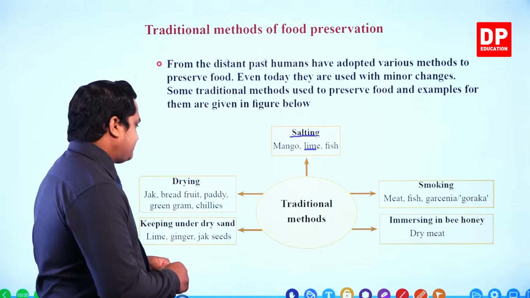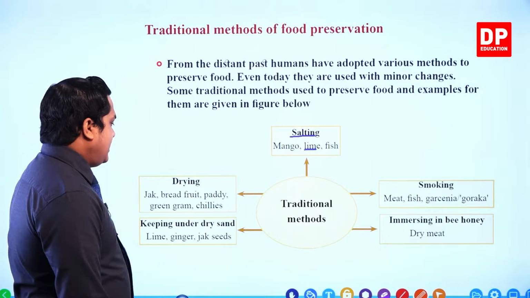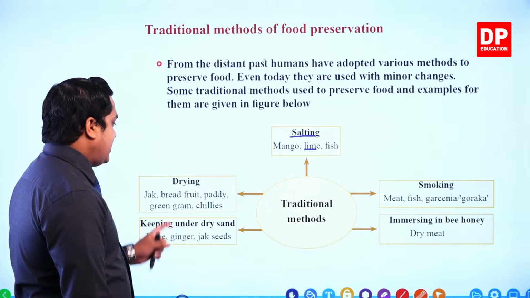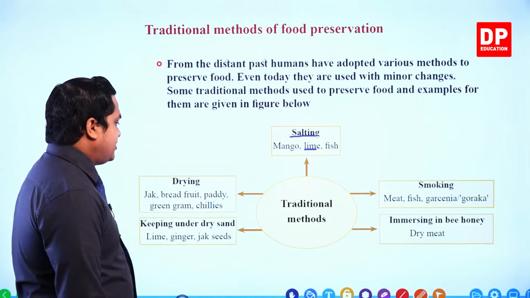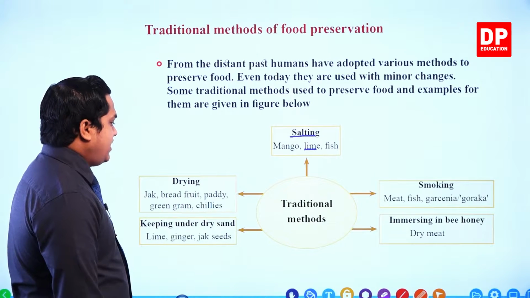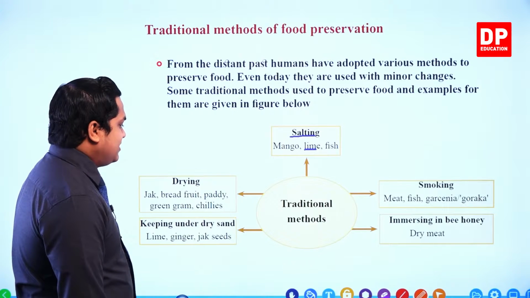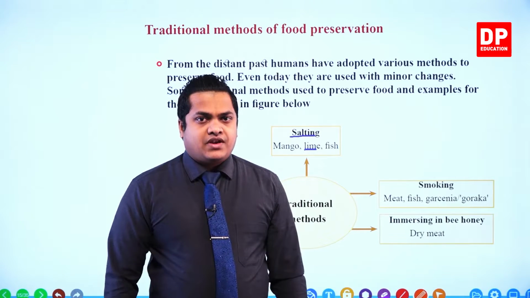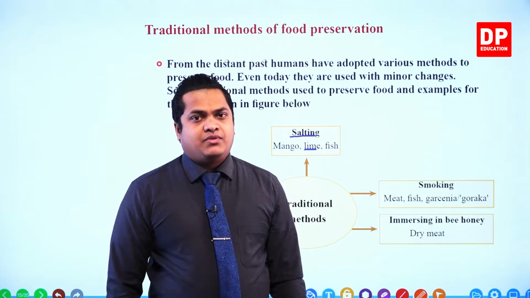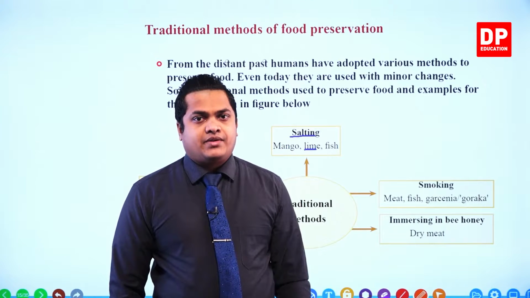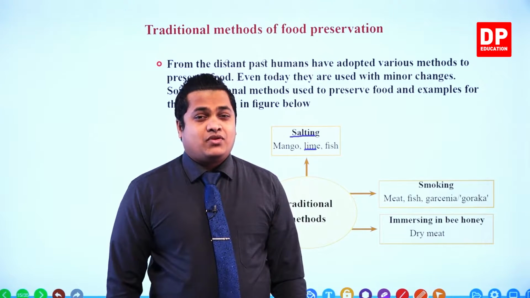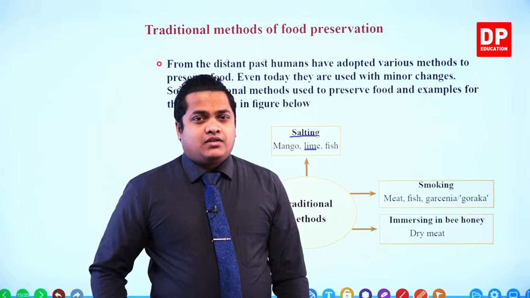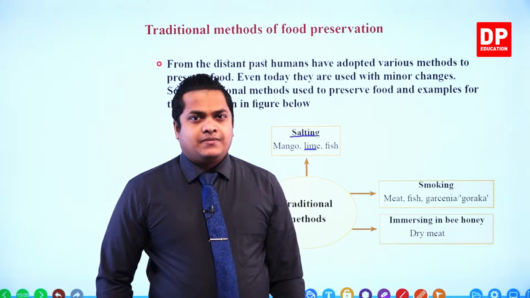Then the next one, paddy and green gram. Paddy and green gram are the same thing, and breadfruit is also similar to the jack. We can follow the same process. Paddy, we have to dry for a long time. Green gram is also the same. That way, we can keep those things for a very long time, especially paddy and green gram, as they are cereals, if we dry them for a longer time period.